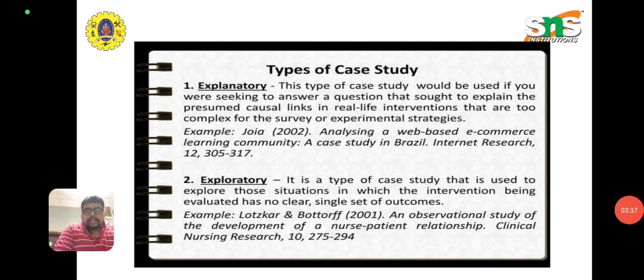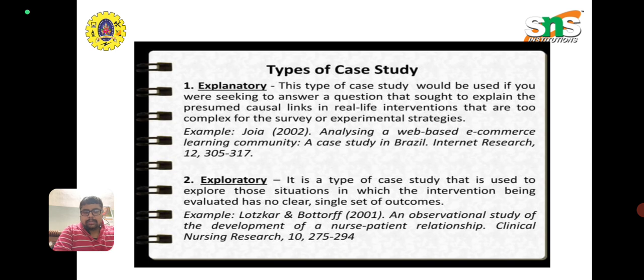Types of case study. The first one is the explanatory case study. This type of case study would be used if we are seeking to answer a question that sought to explain the presumed causal links in real-life interventions that are too complex for survey or experimental strategies. Example: Zoya, 2002, analyzing web-based e-commerce learning, a case study in Brazil, Indian Research 12, page number 305 to 317.